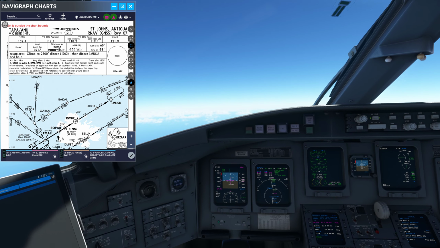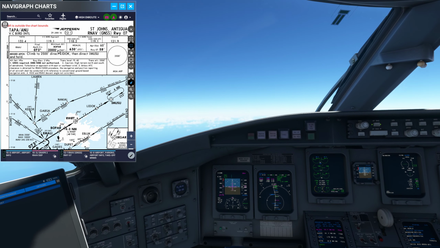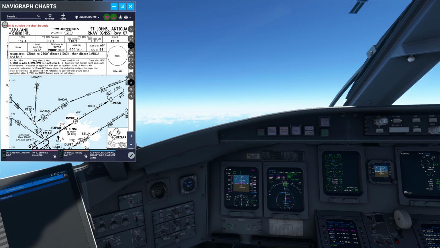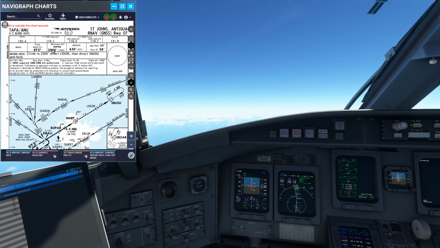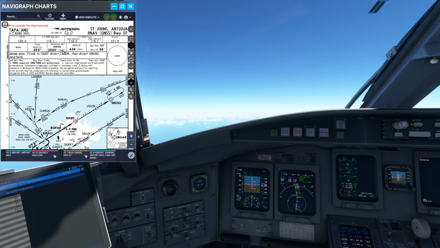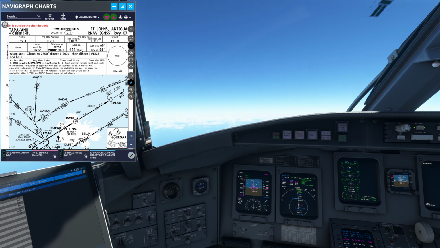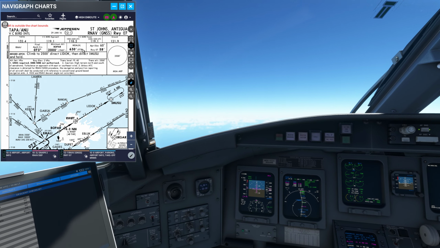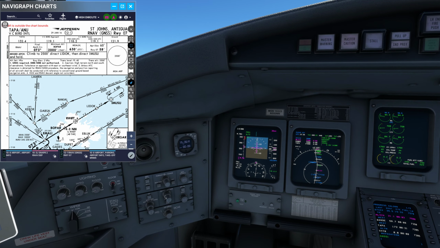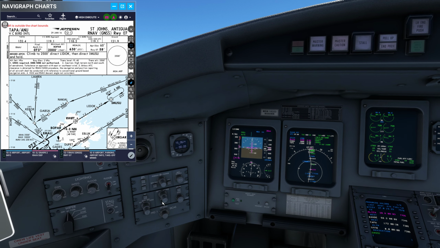All right, this is your minimum altitude. On a precision approach, it's your glide slope intercept. On a non-precision approach, it's your minimum altitude. 2,000 feet MSL, mean sea level. 1942 above ground level. Minimum descent altitude here is 630 feet, so let's go ahead and put that in. 630 feet.